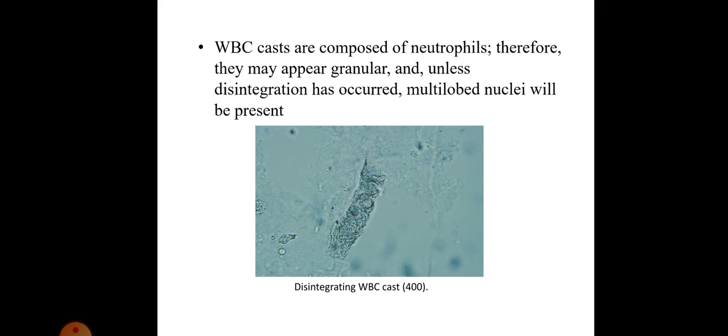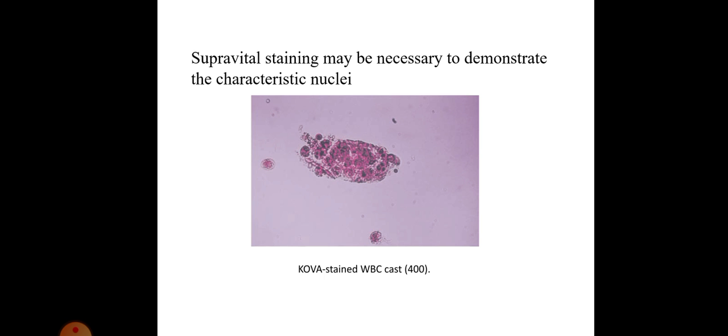WBC casts are composed of neutrophils, therefore, they appear granular, and unless disintegration has occurred, multi-lobe nuclei will be present. Here we can see in this image a disintegrating WBC cast. We cannot make out the multi-lobe nuclei. Supravital staining may be necessary to demonstrate the characteristic nuclei.